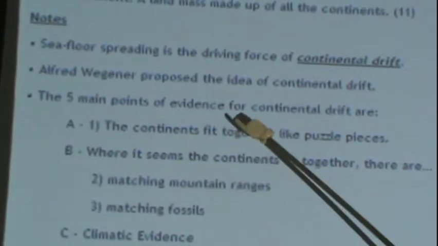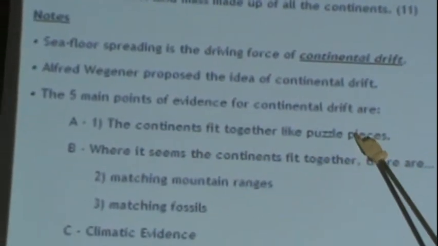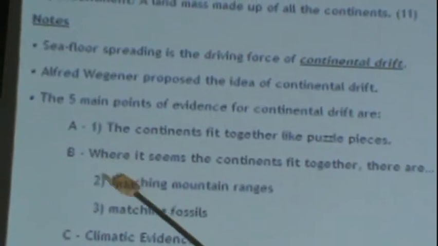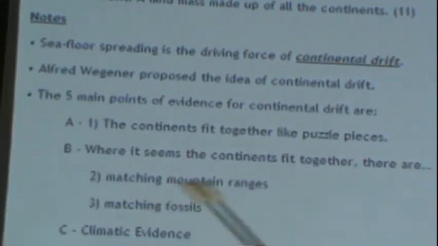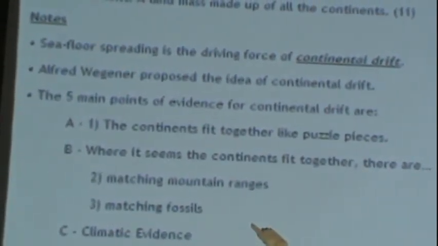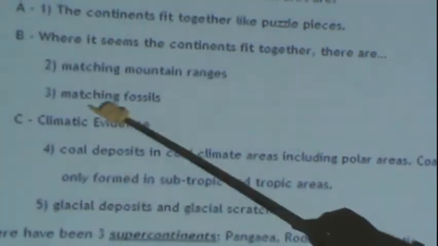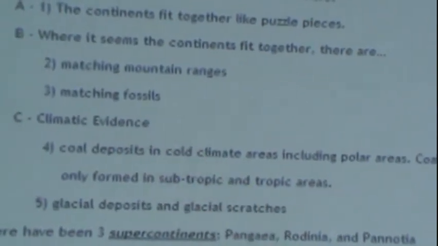His 5 main points of evidence for continental drift were that the continents fit together like puzzle pieces, which I'll show you in a minute. Where it seems the continents fit together, there are matching mountain ranges, matching fossils, okay? So then there's climatic evidence, and climatic evidence includes coal deposits and glacial deposits, glacial scratches.